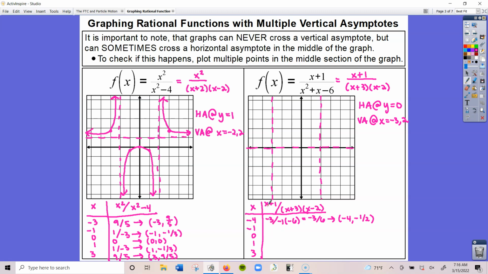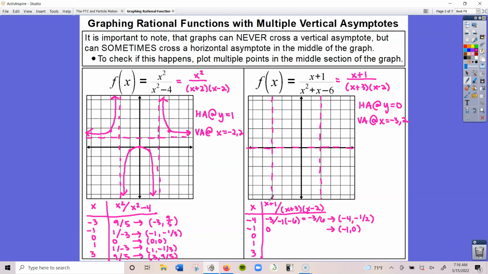Now when I plug in negative 1, negative 1 plus 1 is 0. And I don't really need to plug it into the bottom because 0 divided by anything is going to be 0. So my other coordinate would be negative 1, 0.